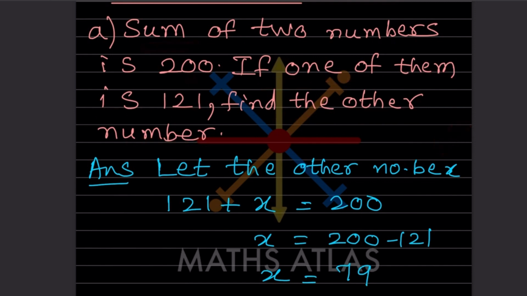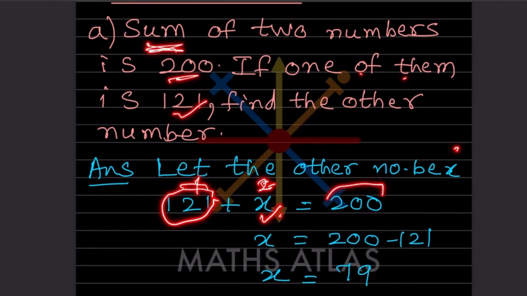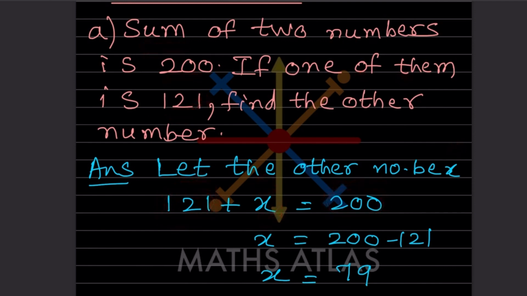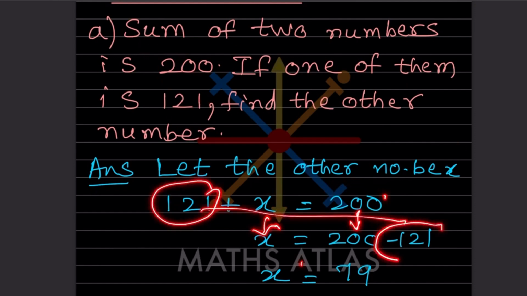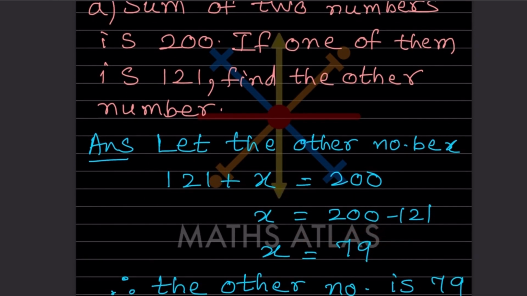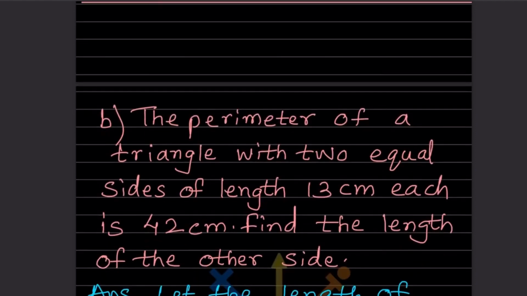The sum of the two numbers is 200. One number is given as 121, and the other number we have considered as x. So together the sum is 200, and we'll find the value of x first. So x is 200 minus 121. So x is going to be 79. So the other number is 79.